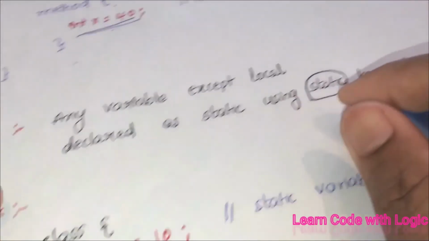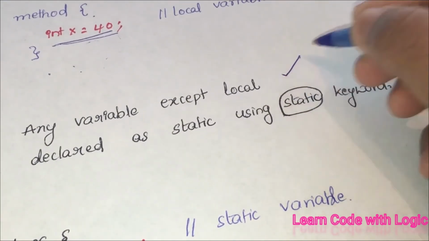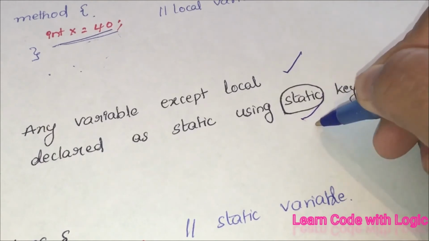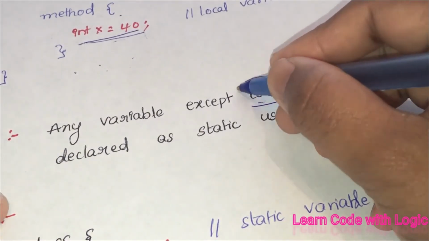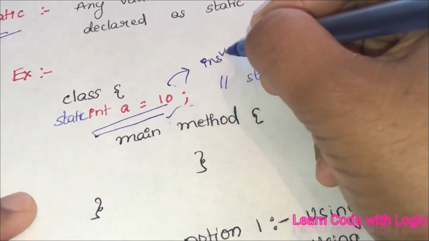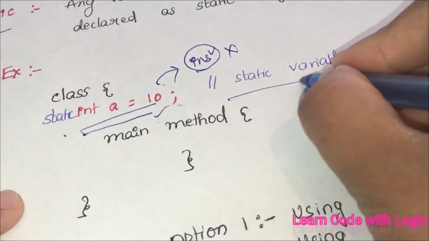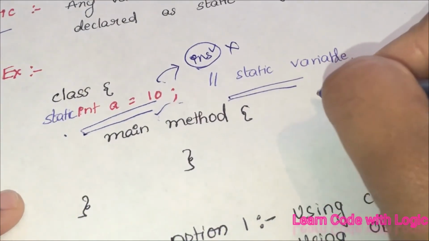The third one is the static variable. Any variable, except a local variable, we can declare as a static variable using the static keyword. In my last example I said this one was an instance variable, right? But if you add this static keyword, we call it a static variable, not an instance variable.